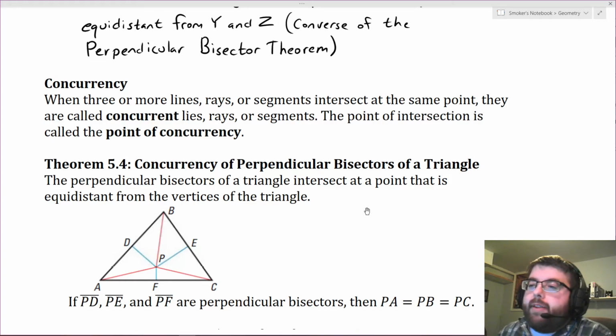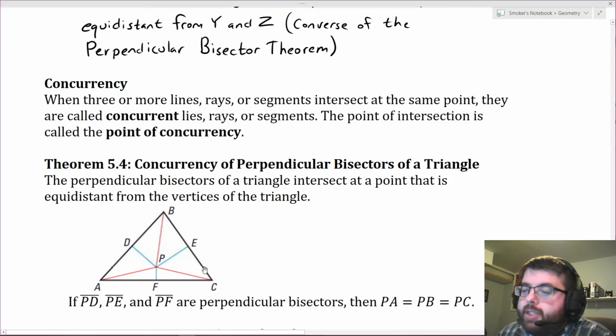The perpendicular bisectors of a triangle intersect at a point that is equal distance from the vertices of the triangle. So there's a couple things going on here. Perpendicular bisectors of each side are the blue lines. What's happening here is the midpoint and then going 90 degrees from that. Those lines, which they're only showing part of, would extend both ways. All three of those segments will be concurrent.